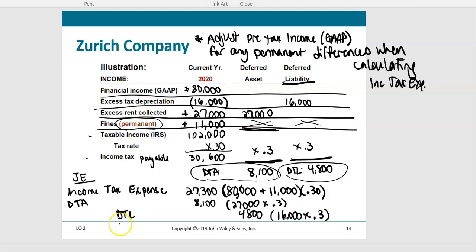And finally, we're going to record income taxes payable, the amount that we actually owe to the government. We solved for that amount by starting with our book income and making our three adjustments. We got taxable income of $102,000, multiplied by the 30% tax rate, which gave us income taxes payable of $30,600.